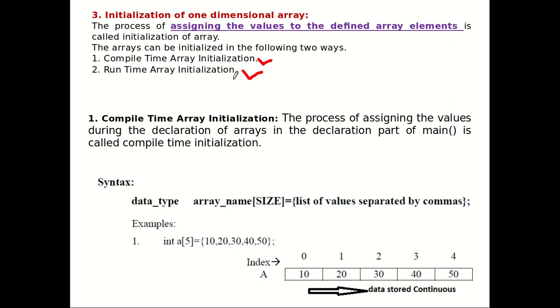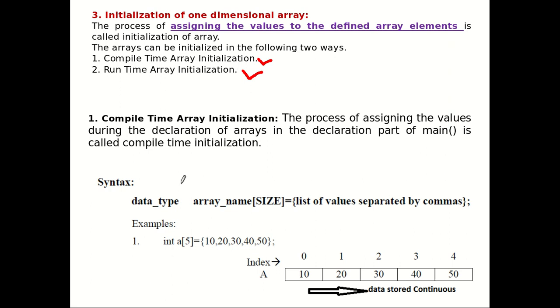Let us discuss how to initialize an array at compile time. In compile time array initialization, the assigning of the values is done during the declaration of the array. As soon as we declare an array, the values are immediately assigned to the array variable, so that all those values can be stored in the respective memory locations.